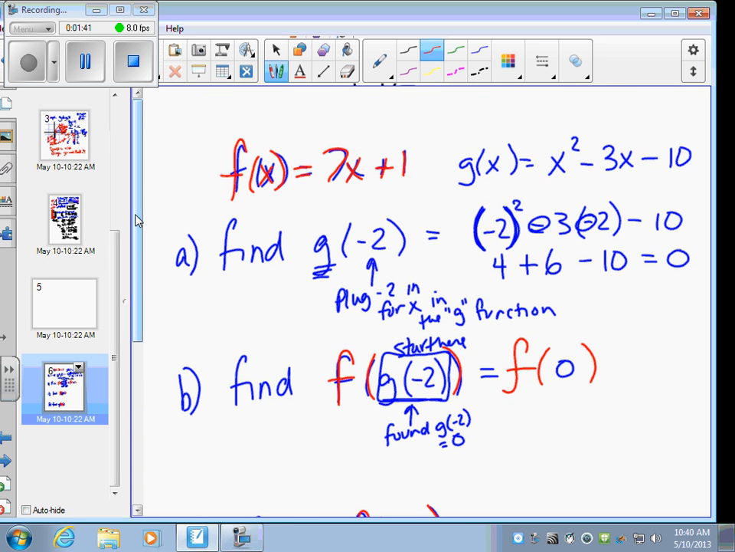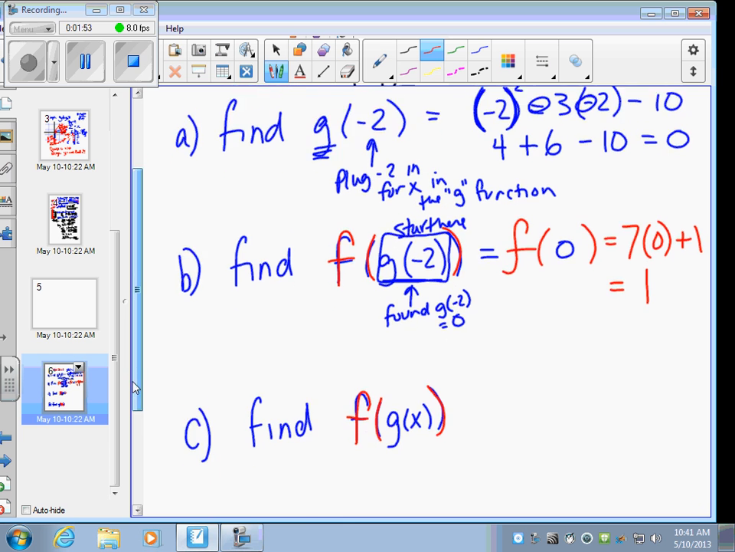So I see x is up here, 7 times x plus 1. So this is going to be 7 times 0 plus 1. So just replace the x with a 0.